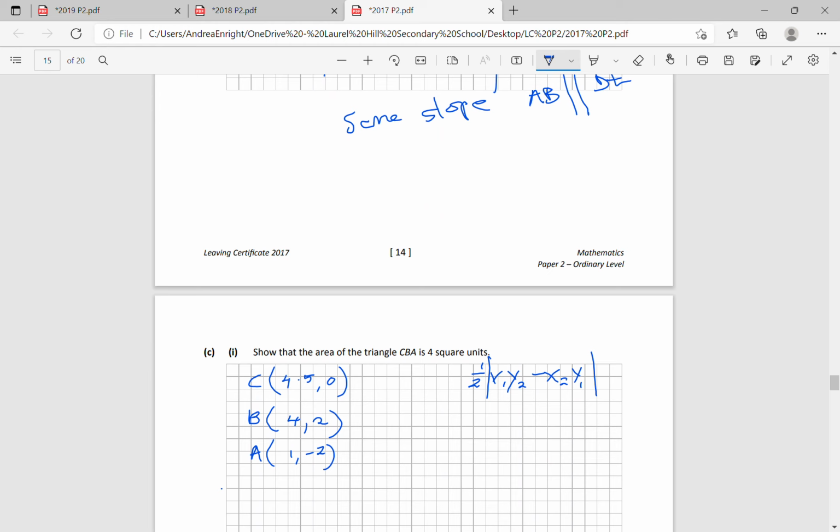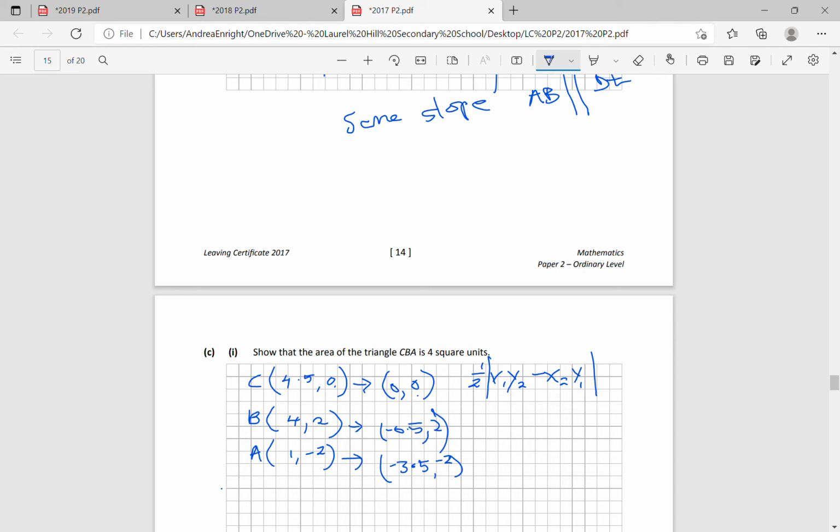Okay. Show that the area of the triangle is 4 square units. So it's CBA, so their C is 4.5, 0. They told me that one. B and A I got myself. So you pick one of them and you send it to 0, 0. So I'll send the top one to 0, 0, right? And then the bottom one. So 4.5, 0 goes to 0. I took away 4.5. So 4 take away 4.5 is minus 0.5. And 1 take away 4.5 is minus 3.5. And the y's stay the same. Look, 0 to 0, so there's no change in the y's. So that's 2 and that's minus 2.